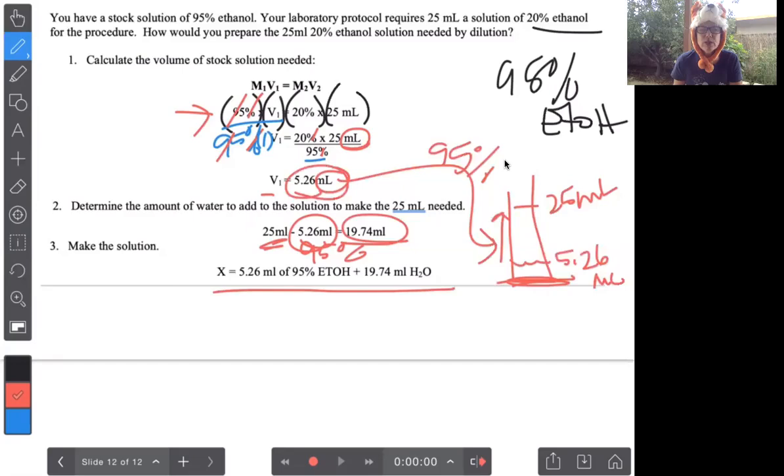M1V1 equals M2V2. Carry your units. Make sure your units are equivalent. No liters and milliliters like that other one. Change them all at the beginning, or you have to remember to change them at the end. I would always change them over at the beginning because I would always forget to do it at the end and totally screw myself. So that's our little lesson.